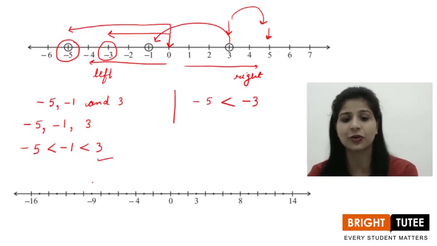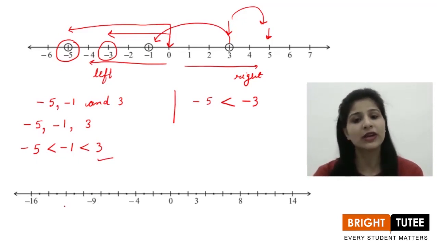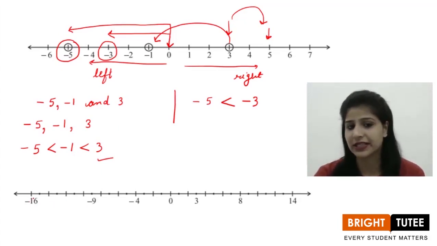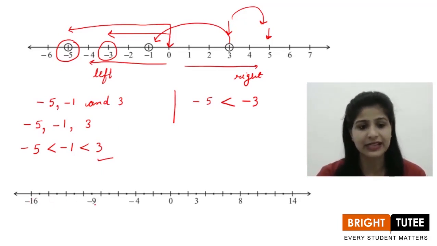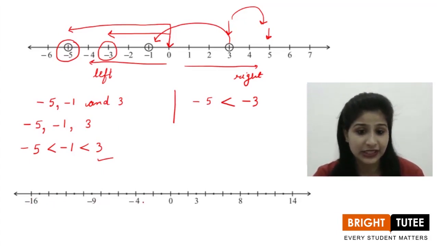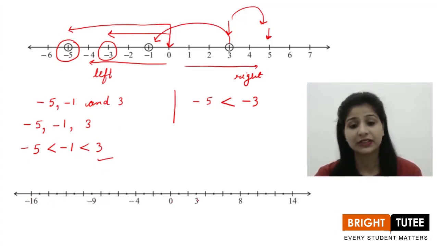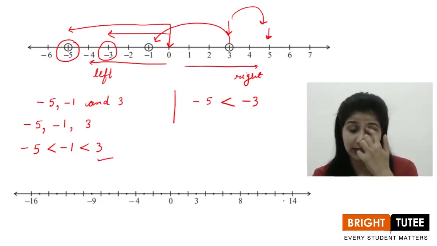Now, just focus on this number line. What about this number line? Some of the numbers are shown: -16 is there, -9 is there, -4 is there, then 0 is there, 3 is there, 8 is there, 14 is there.